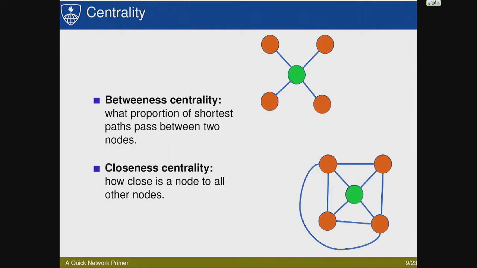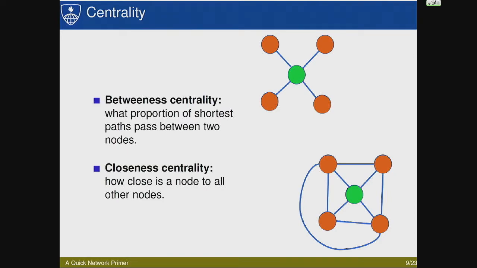And then there's an idea of centrality. So centrality is a measure for the nodes, and there's a few kinds of centrality. One measure of centrality is just how many connections you have, right? But there's two other ways to think about it. One is betweenness centrality, and that means what number of shortest paths, or what percentage of the shortest paths in a network flow through a given node.